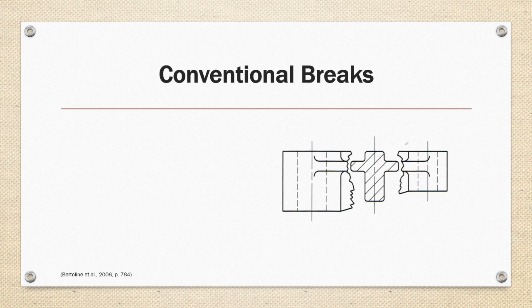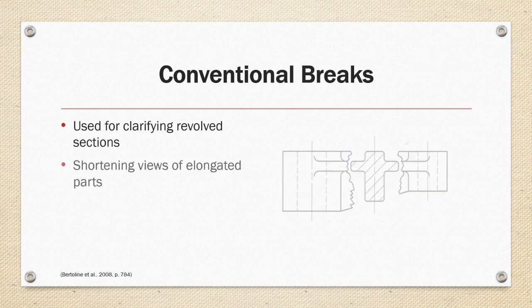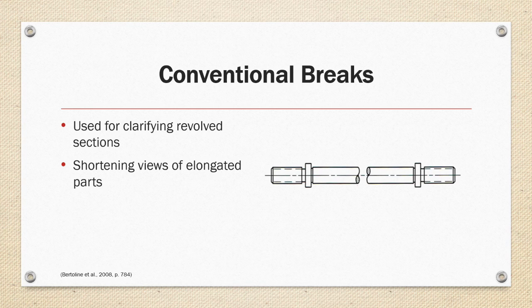Conventional breaks. Conventional breaks are used to clarify revolved sections. If you recall from our example of the revolved section, the breakout view was used to clarify that the section view was not a feature shown in the front view of the part. Or for shortening views of elongated parts. As in the example on the right, the shaft may be longer than the piece of paper that you have to draw it in a reasonable scale. So the view is broken to give a convention so that you can show the true length in a dimension, but display that the part is longer than is shown pictorially.